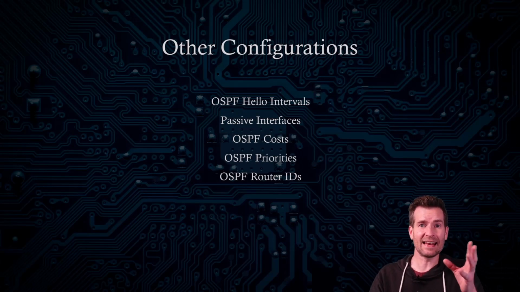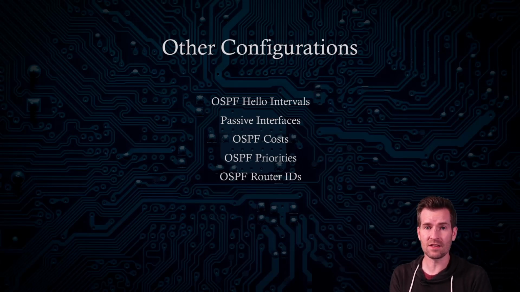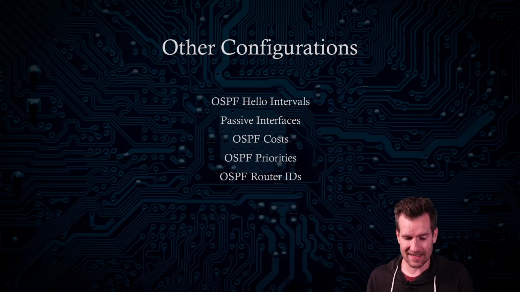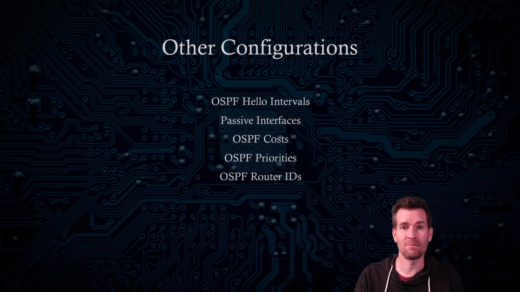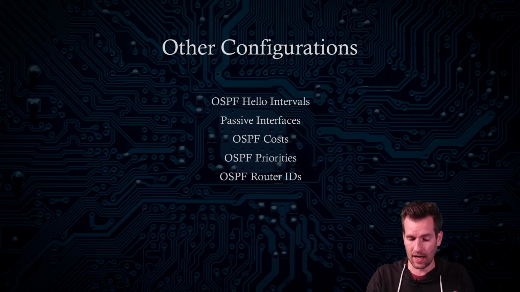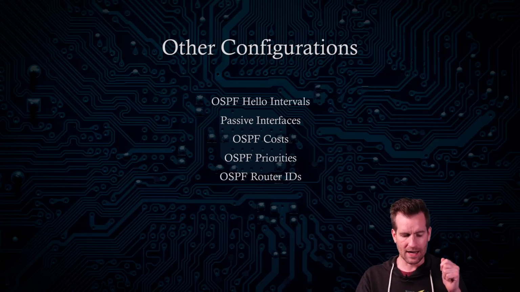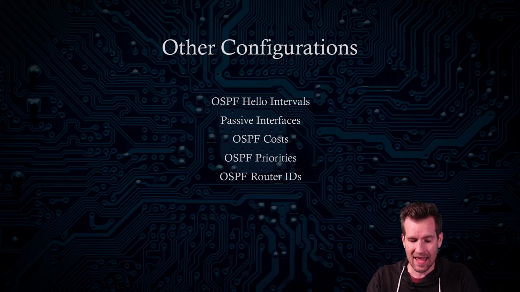Now, we don't need to get into a lot of the other configurations to initially set something up, but I thought I would mention them because we are going to get into them later on. One of them is the OSPF hello intervals; we'll get more in depth into that. We'll talk about a passive interface and what a passive interface does. We're going to talk about how we can manipulate OSPF costs, because we're definitely going to want to do that when it comes to OSPF. We're going to talk about OSPF priorities, and we're going to get into OSPF router IDs.